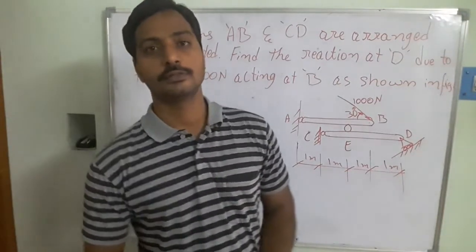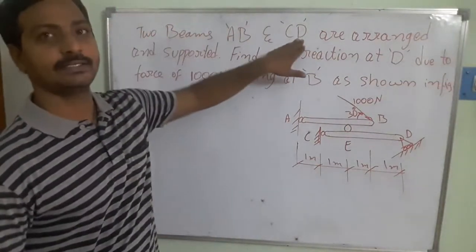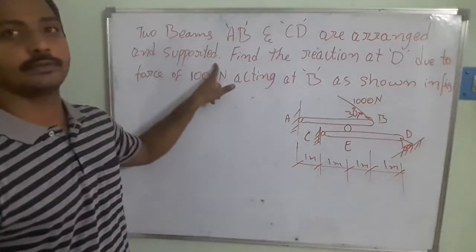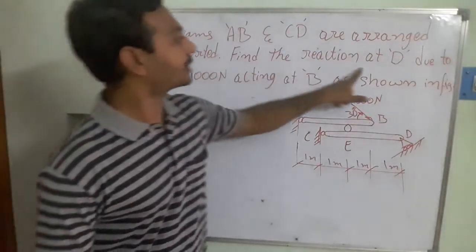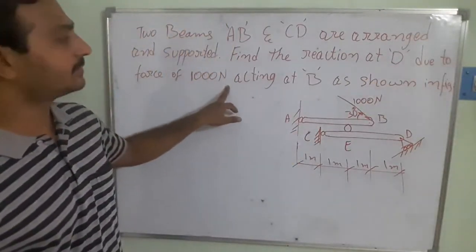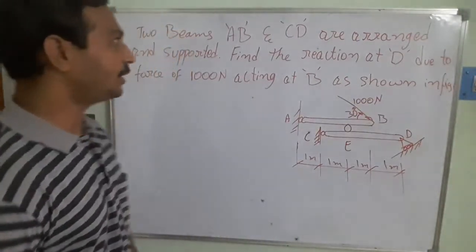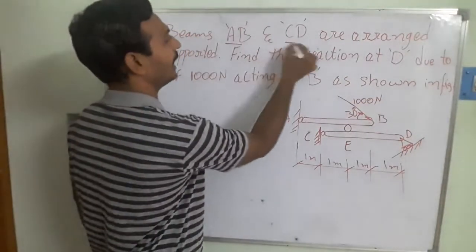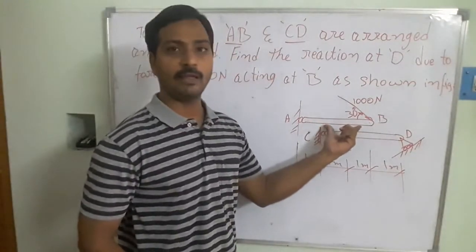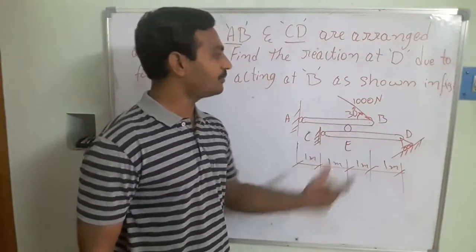one problem. So here the two beams AB and CD are arranged and supported. Find the reactions at D due to the force of 1000 newtons acting at B as shown in the figure. So he has given two beams, AB and CD. The first one is the beam AB and the next one is the CD. So these two beams we have.